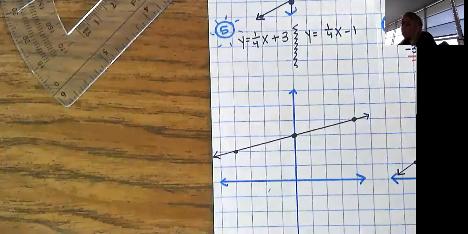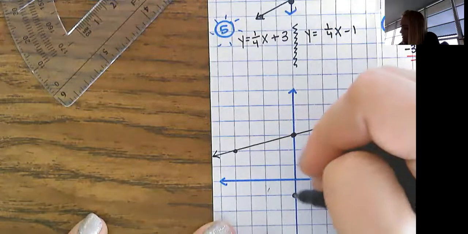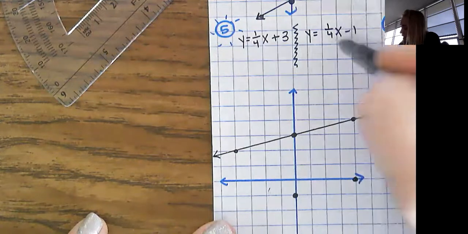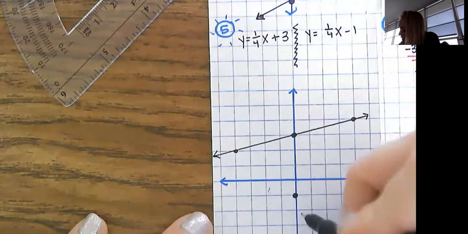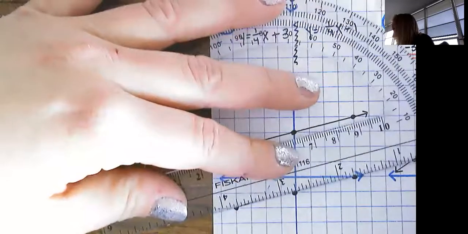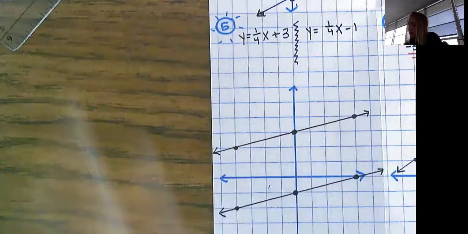Okay, then I can go to the second graph and I can say that this one starts at -1. And the slope is telling me to go up 1 to the right 4 again, because it's got 1/4, and then back to the center, down 1 to the left 4. Connect those dots. All right, there are my 2 lines.